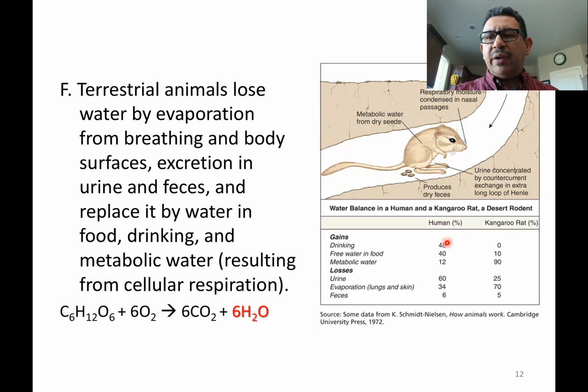What about free water in the food? Not very much, because remember, the things they're finding in the desert are pretty dried out. They're pretty baked. There's hardly any water in the items they eat, like seeds are pretty dried up. Maybe they find a dead insect, it's also pretty dried up. But for these animals, metabolic water, this water we mentioned coming from cell respiration, makes up 90% of the water they need. That's pretty amazing.